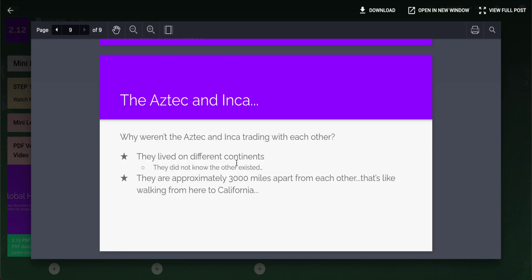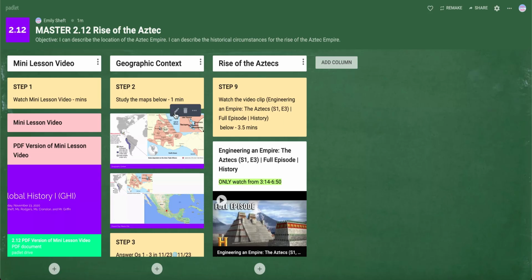And if there's no way of communicating with each other, then how would they know that they even existed, and why would they even make this trek to go and meet each other? So really, to just make that super clear, this is why the Aztec and the Inca were not trading with each other. So anyways, we're going to spend a little time with our geographic context, and then we're going to look at the actual historical circumstances.